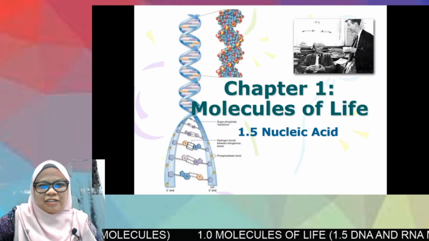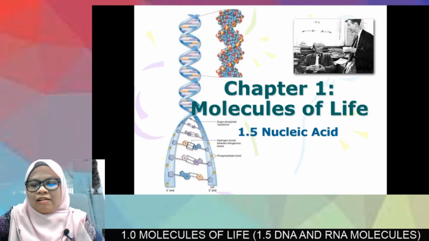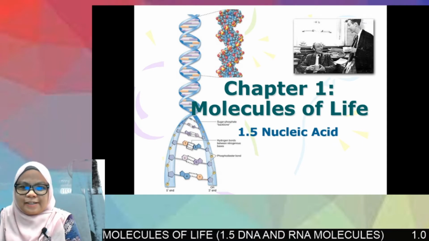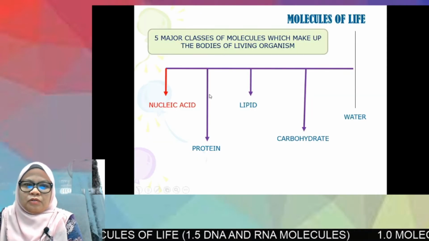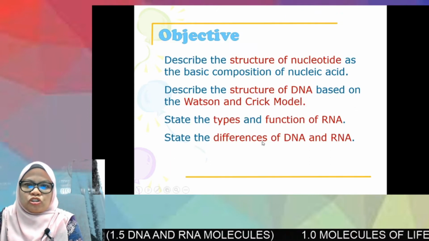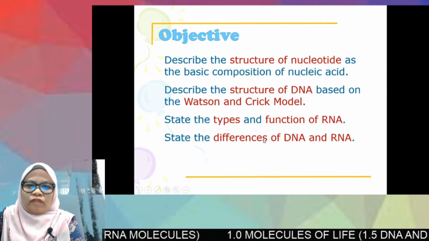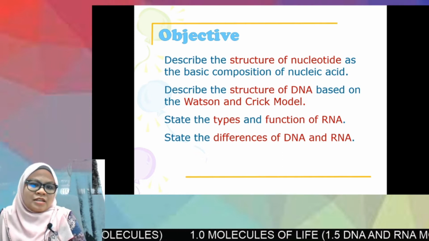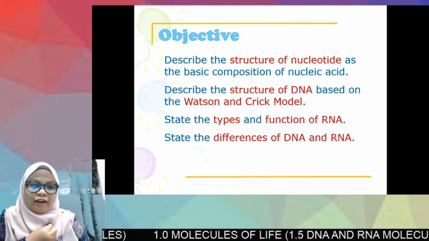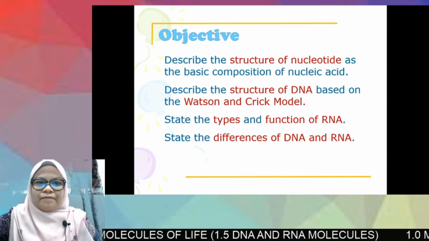Assalamualaikum warahmatullahi wabarakatuh. So we're going to continue with the last topic in chapter 1, DNA and RNA molecule or nucleic acid. The objectives: describe the structure of nucleotide as the basic composition of nucleic acid, describe the structure of DNA based on the Watson and Crick model, state the types and function of RNA, and state the differences of DNA and RNA.